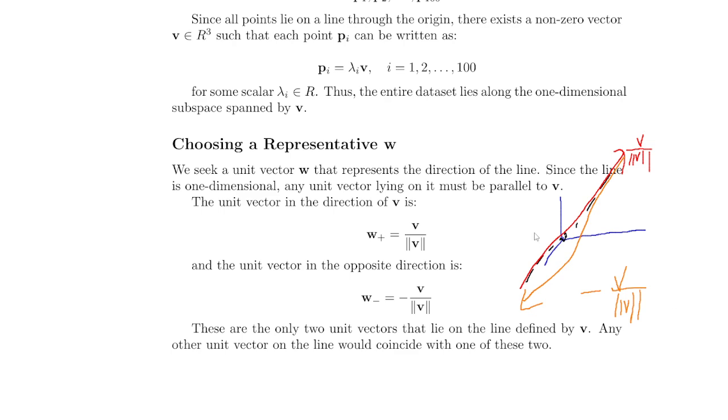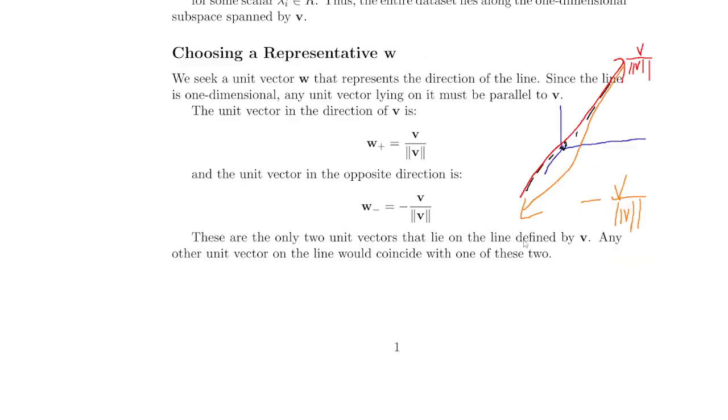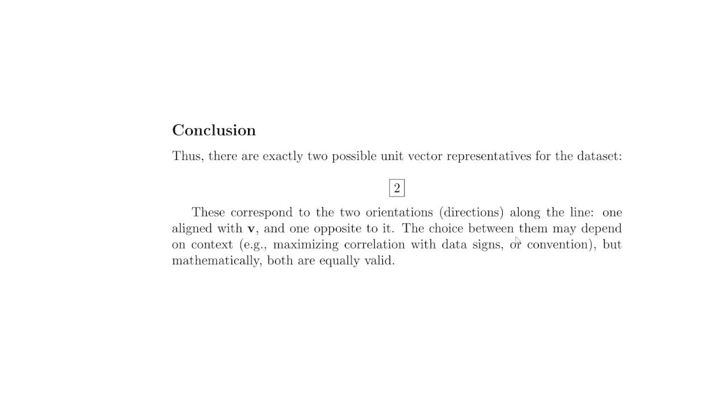So the conclusion is pretty simple. There are exactly two unit vectors that can serve as representative vectors for this data set. These two vectors correspond to the two possible directions along the line. Which one you pick depends on your specific context, like whether you care about maximizing correlation with the data, or maybe convention. But mathematically, both are valid choices.